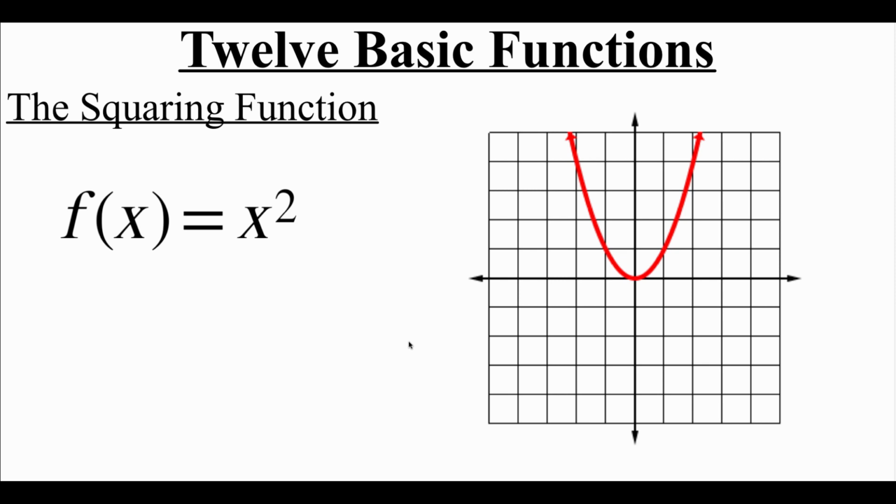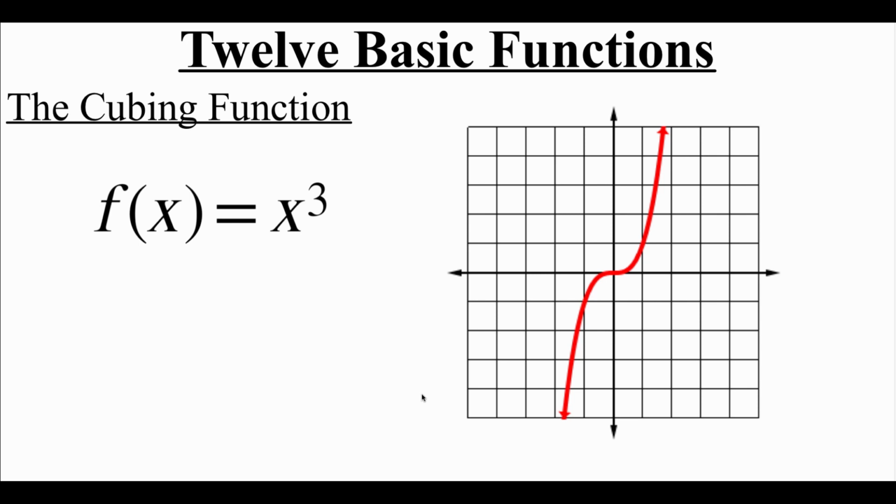Our next function is the squaring function, and that's f of x equals x squared. When you graph this one out, you get a parabola shape, and parabolas have some nice reflective properties which make them useful in satellite dishes, flashlights, car headlights, anything of that sort.